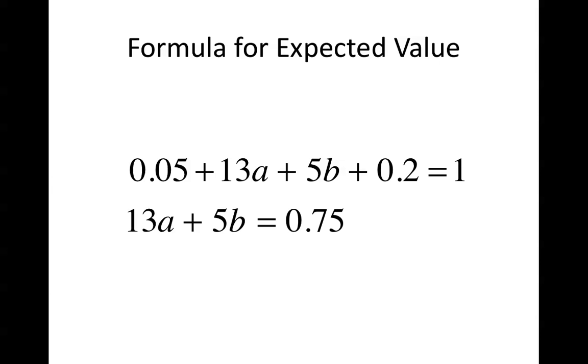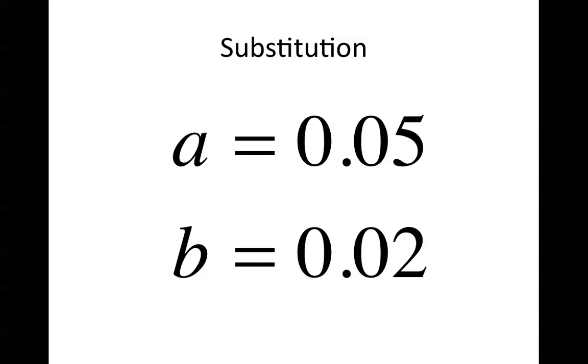substitution and substitute the values that you would gain from the second equation back into the first one to solve for each value. So in this case, you may have something like 13a equals 0.75 minus 5b. Then you would substitute the right-hand side back into the top and solve. So you should end up with an answer that looks like this. So a equals 0.05 and b equals 0.02.